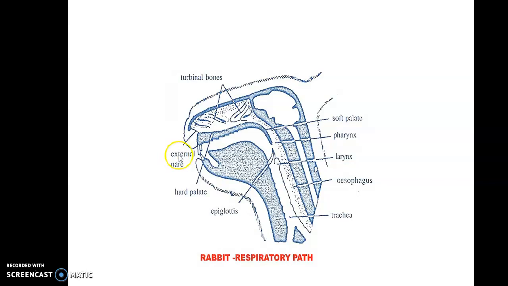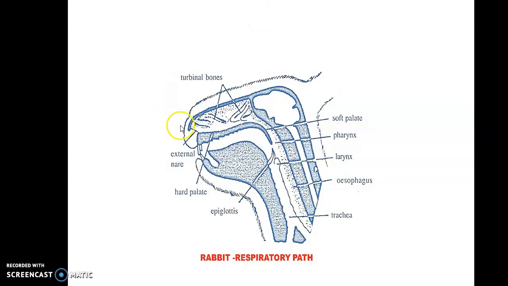External nostrils or external nares open into the two nasal canals, which are separated by an internasal septum. This is the oral cavity, this is the nasal cavity. They are separated by the palate. This is the palate. Internally, the nasal canal is lined by ciliated glandular olfactory epithelium.